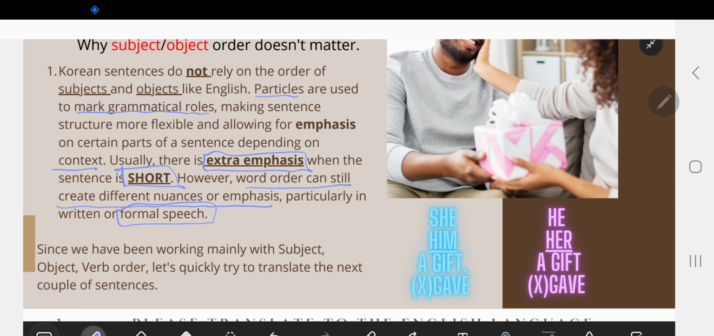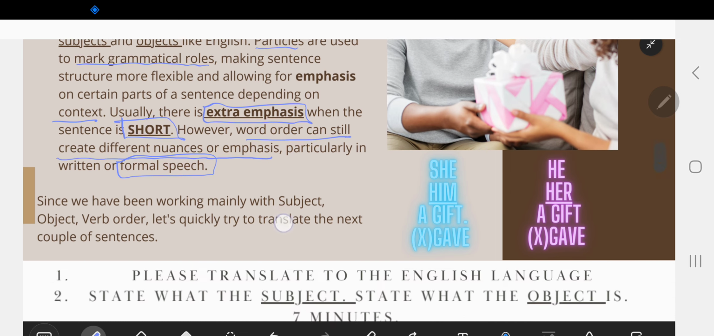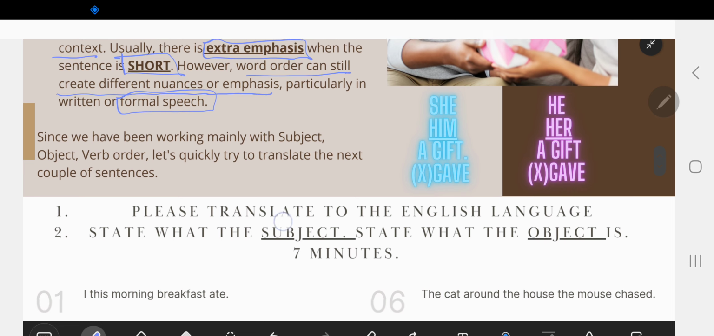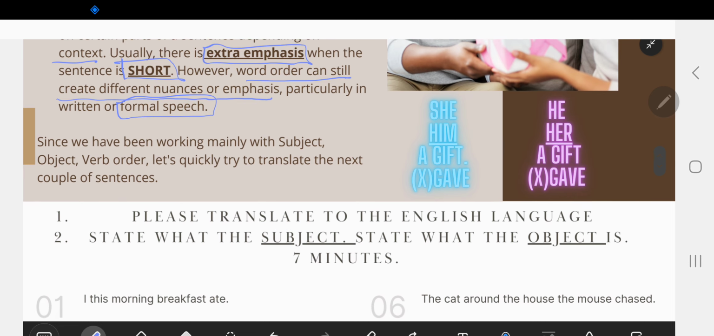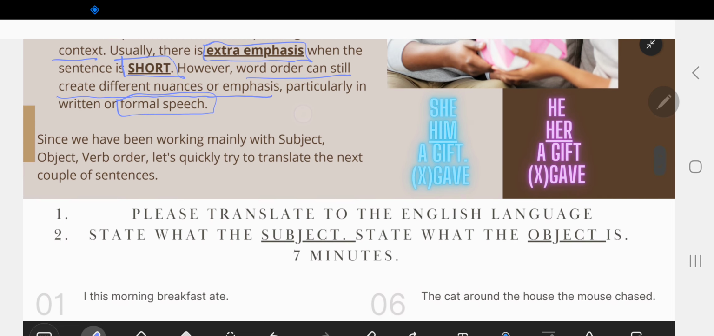Word order can somewhat create different nuances or change the tone of what you're talking about. Barely, but that's for extra advanced. That's something that you will feel later on as you speak.